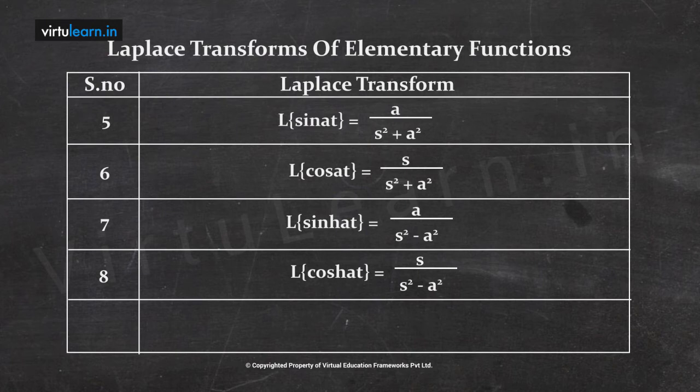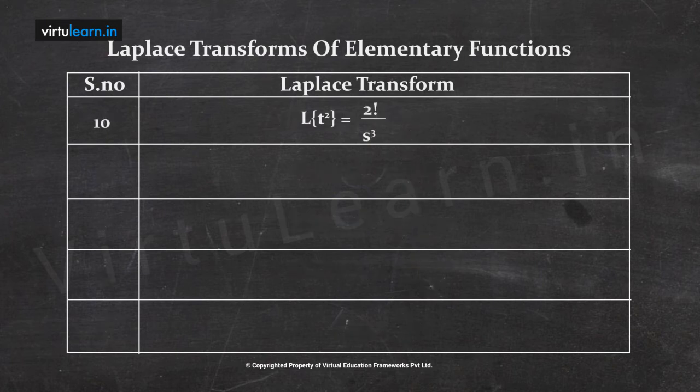The next formula, Laplace transform of t equals 1 by s square. Now this is the formula: Laplace transform of t square equals 2 factorial by s cube. Laplace transform of t cube equals 3 factorial by s power 4.